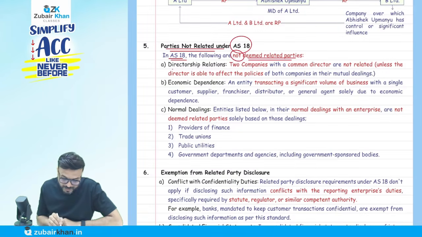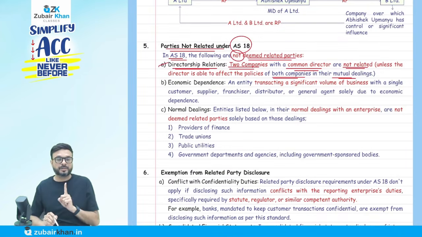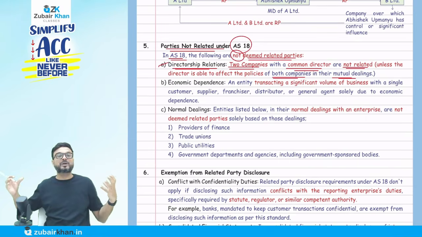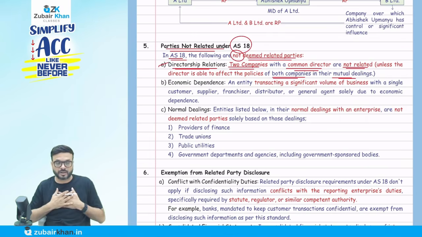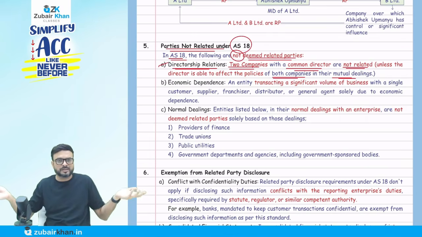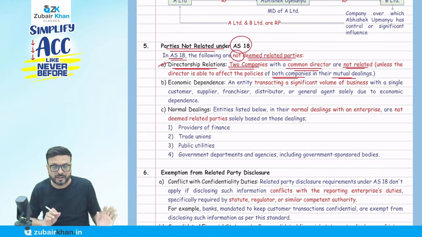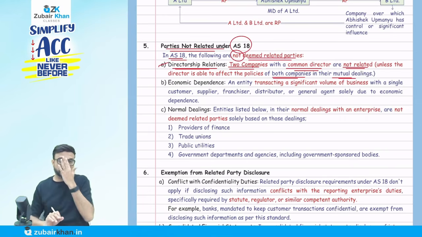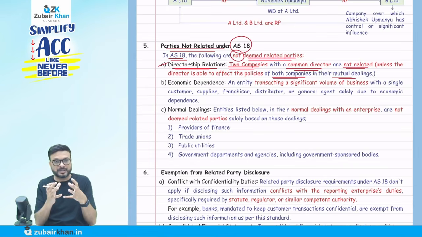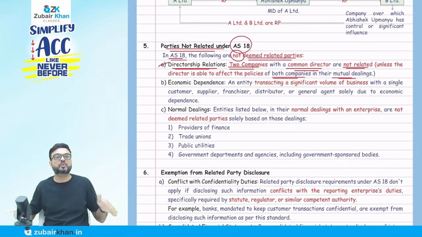Directorship relation: two companies with a common director are not related unless the director is able to affect the policy of both companies mutually. Just because one person is the common director in two companies, that does not mean these two companies are also related parties. If I am the director of A Limited and B Limited, that does not mean A and B are also related parties. I'm just a director. Even if a group of people are directors in two companies, that does not mean those two companies are related only because of the common directors.